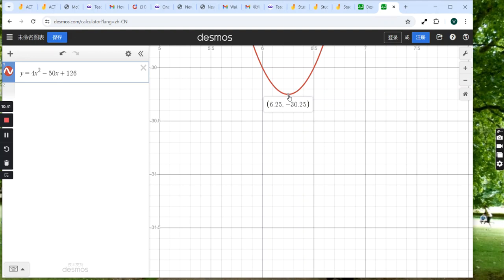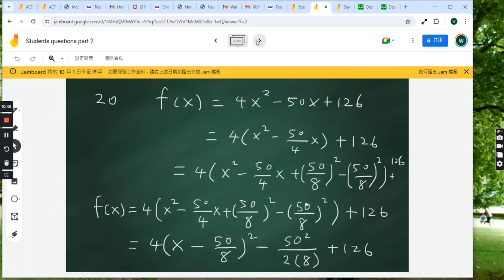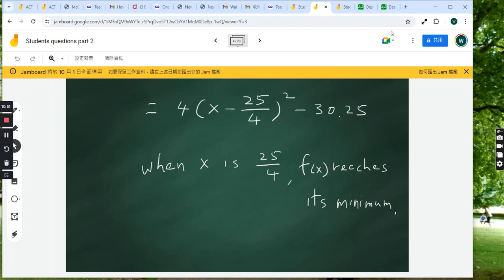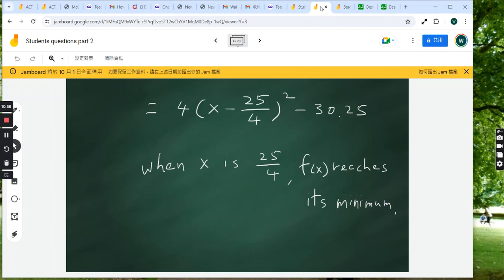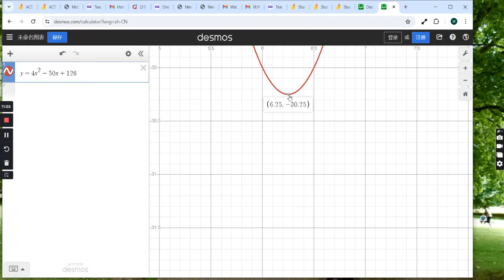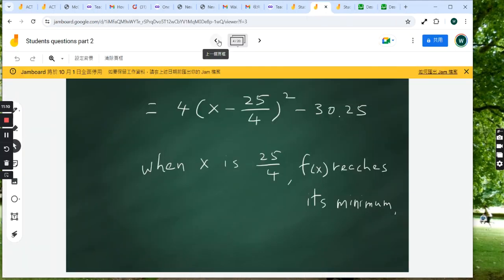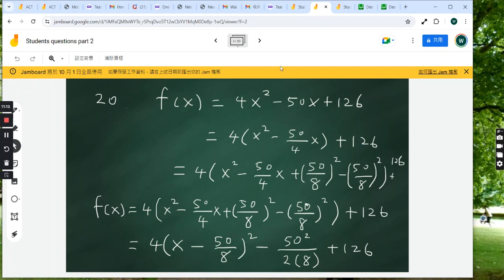See, 6.25, which is equal to 25 over 4. Right, 25 over 4 is equal to 6.25. And the minimum value that you reach is negative 30.25. So the calculator verifies our answer. Of course, using the calculator is much faster than doing this vertex form method by hand, but I think it's important to know how to do them both.